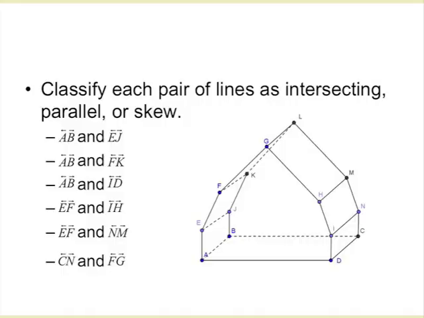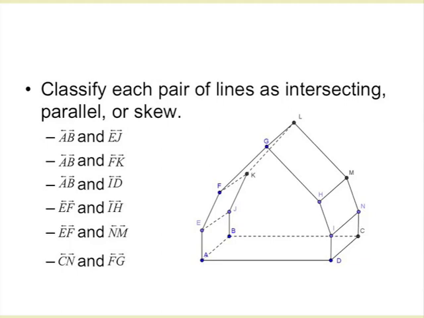In these, we want to classify each pair of lines as intersecting, and that's not necessarily like they intersect in this picture, but thinking of lines as going on forever, they would eventually intersect. Or are they parallel, or are they skew? Remember, parallel means two things: they don't intersect and they're in the same plane. Skew is they don't intersect and they are in different planes.